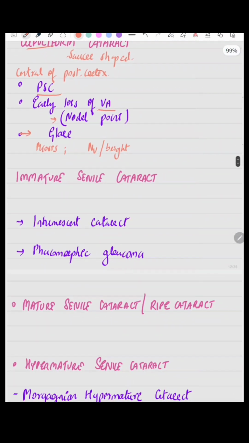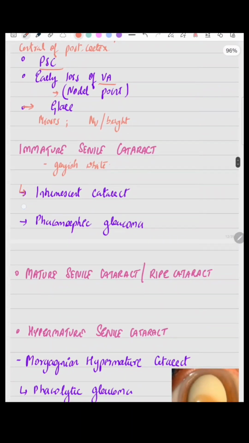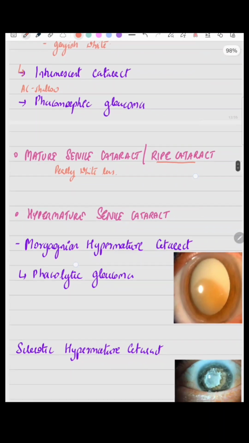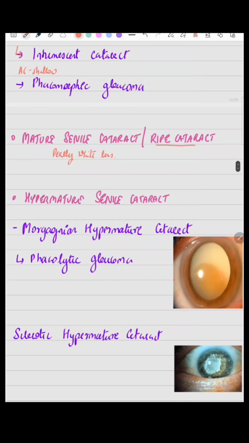Then next stage is immature senile cataract. Here the lens is greyish white, and sometimes the lens becomes swollen, then it is known as intumescent cataract. When it is intumescent, the AC becomes shallow, so it can lead to phacomorphic glaucoma. Then next stage is mature senile cataract or ripe cataract. Here we have a pearly white lens. There is no lens shadow, but light perception will be there because light perception is a retina function.